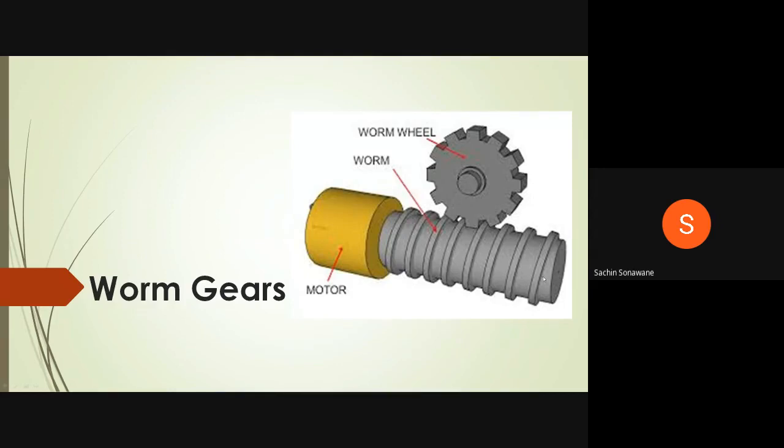This screw looks like a worm because over the whole body of this screw, or on this cylinder, these threads are there.